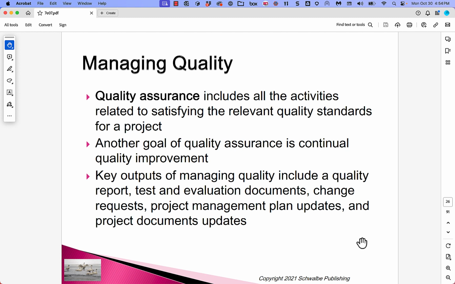So let's talk about managing quality during the executing of the project. Quality assurance includes all activities related to satisfying the relevant quality standards for a project. Another goal of quality assurance is continual or continuous quality improvement. Key outputs in managing quality include a quality report, test and evaluation documents, change requests, project management plan updates, and project document updates.